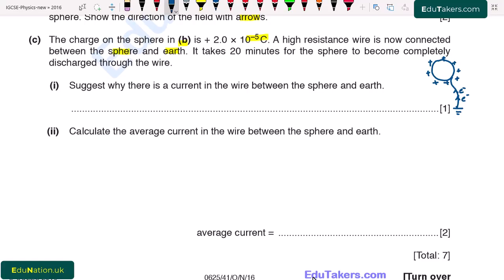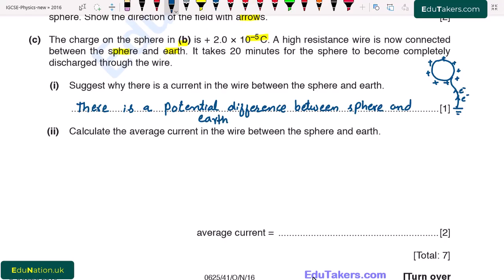So I write here, there is a potential difference between sphere and earth due to flow of charges.